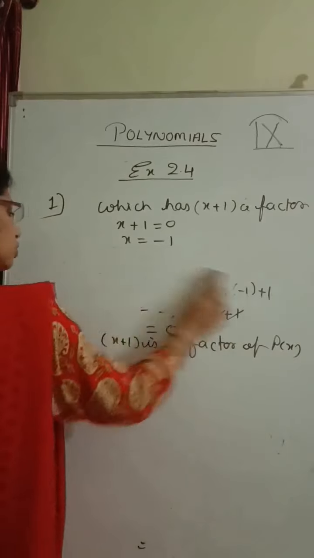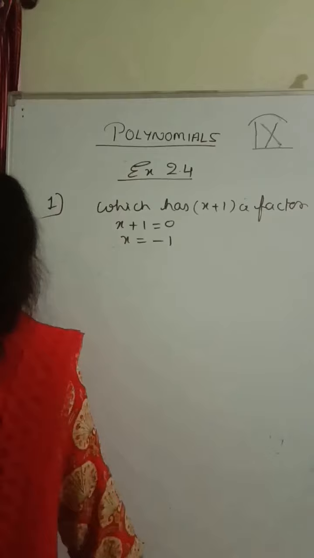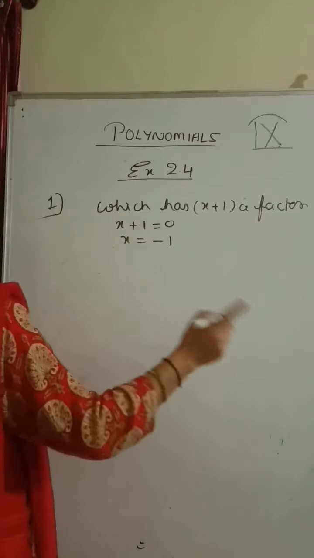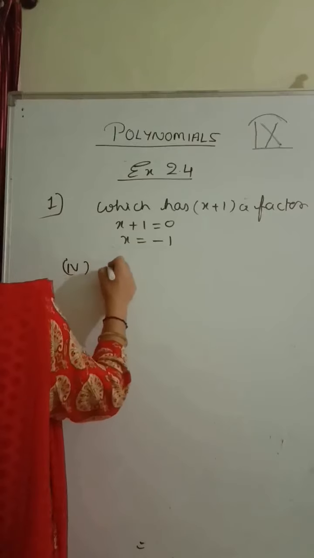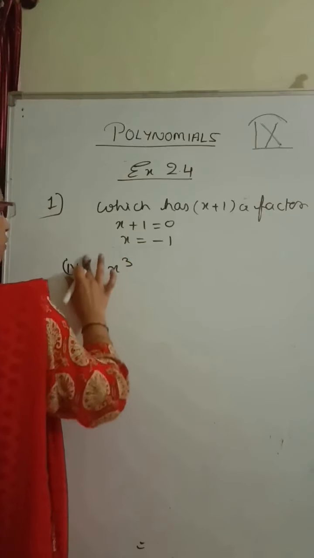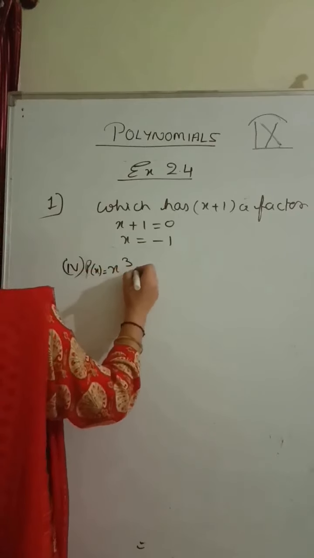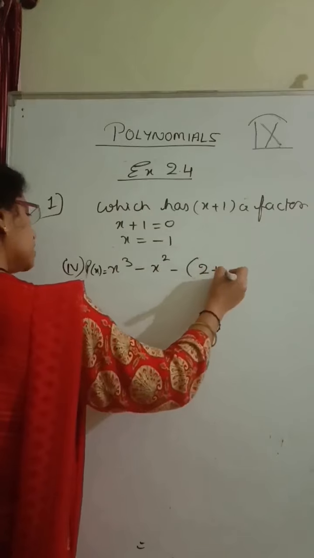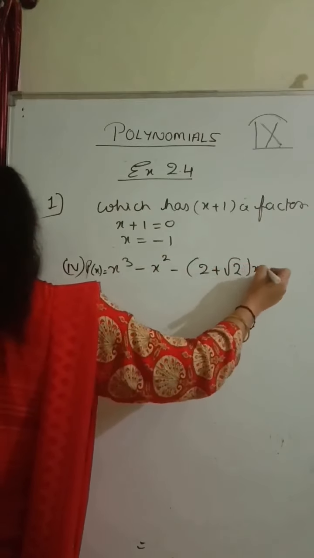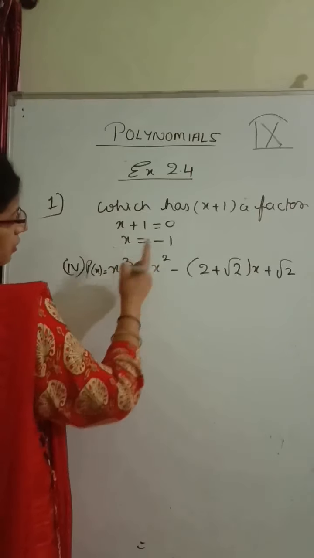Let us move to second part. What is second part? Or let us go to fourth part. The two parts you will do yourself. Okay, this is polynomial of x. P of x equals to x cube minus x square minus 2 plus root 2 into x plus root 2. You have to find whether x plus 1 is a factor of this.